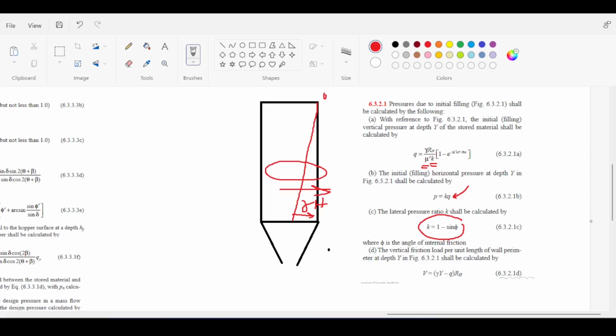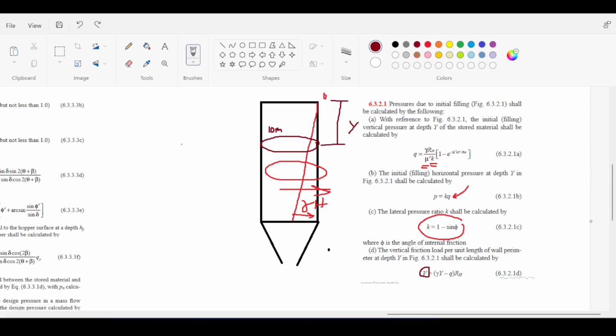Next, there is the vertical load of friction per unit length of the wall perimeter at depth y. So the equation here is giving you the friction force per unit length of the wall perimeter. If the wall perimeter is, let's say, 10 meters, then the total friction force that this wall feels at that position, y, is 10 multiplied by this v, because this v gives you the friction force per unit length. So if you have a perimeter of 10 meters, you have to multiply your v by 10 to get the full vertical load.